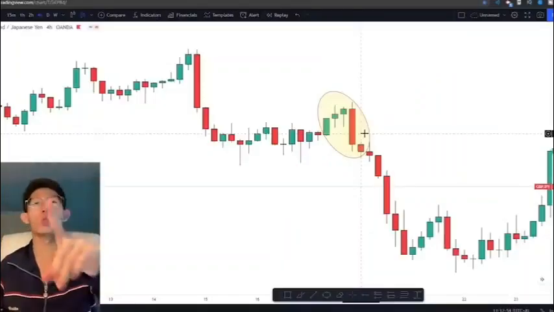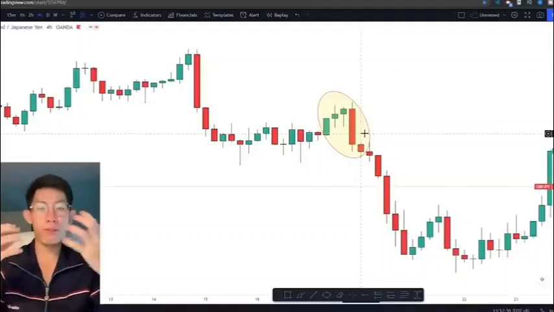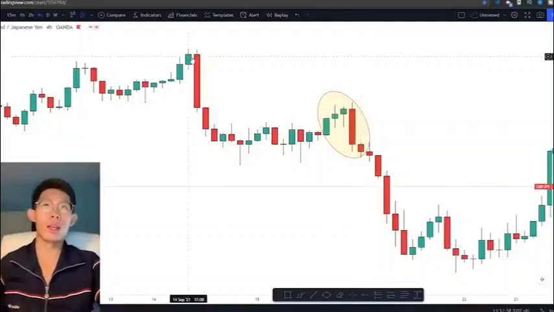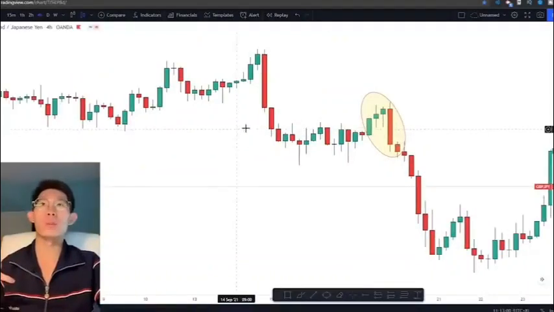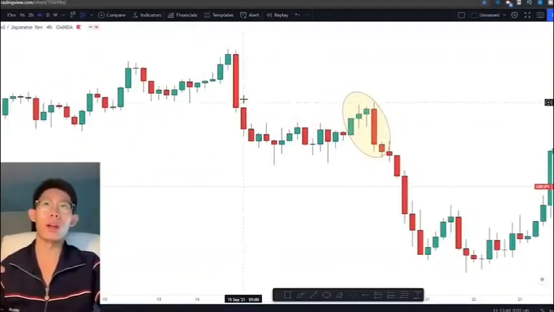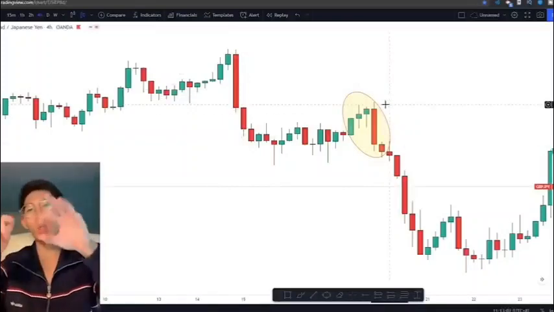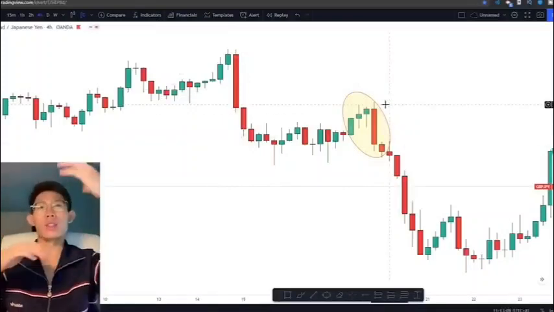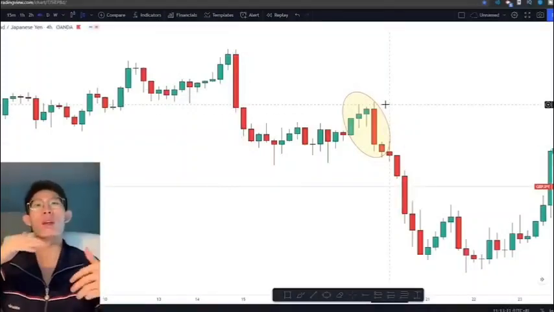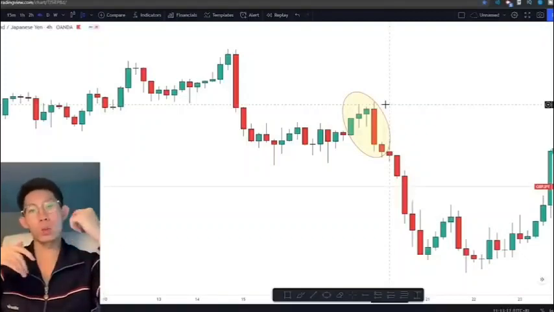So the first thing we need to do is to look at the overall trend first, right? Like right now, as you can see, it is a downtrend. Price is making lower highs, lower lows, right? That is why that is in a downtrend. So you should look out for this three-line strike candlestick pattern as a continuation of the downtrend, and that should be your signal to sell.